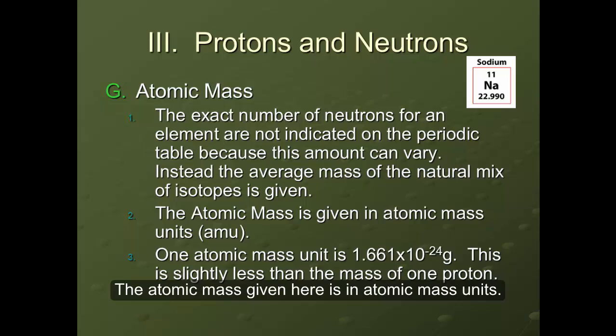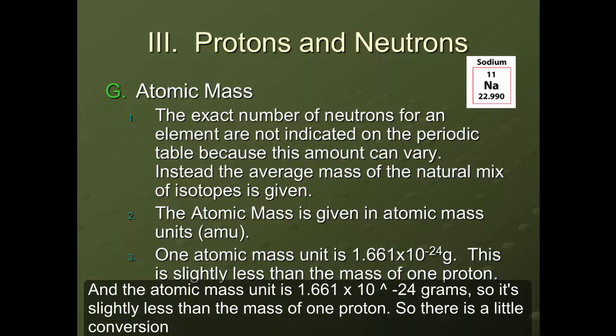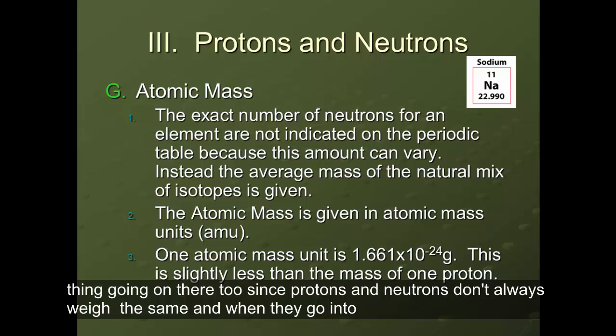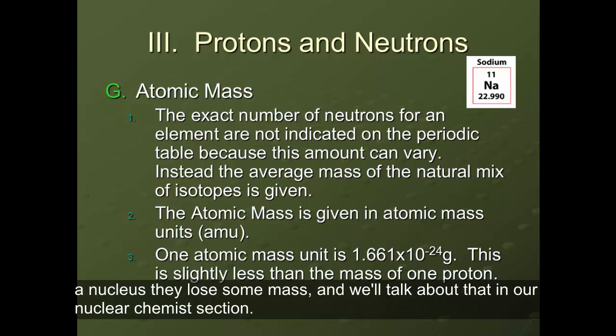The atomic mass given here is in atomic mass units, and the atomic mass unit is 1.661 times 10 to the negative 24th grams. So it's slightly less than the mass of 1 proton. So there's a little conversion thing going on there too, since protons and neutrons don't always weigh the same, and when they go into a nucleus, they lose some mass, and we'll talk about that in our nuclear chemistry section.